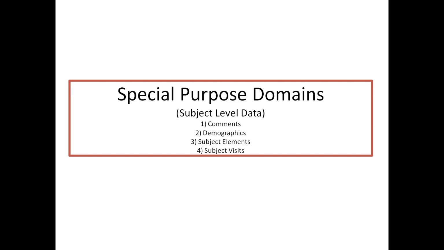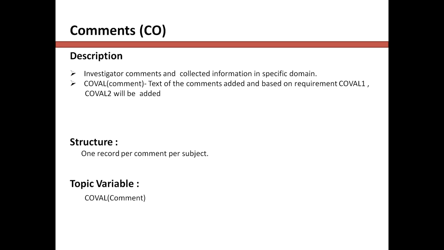One of the important first domains is special purpose domains. These special purpose domains contain the subject level data. The first domains in this are the comments domain, demographics, subject elements, and subject visits. So these special purpose domains contain only subject level data information.